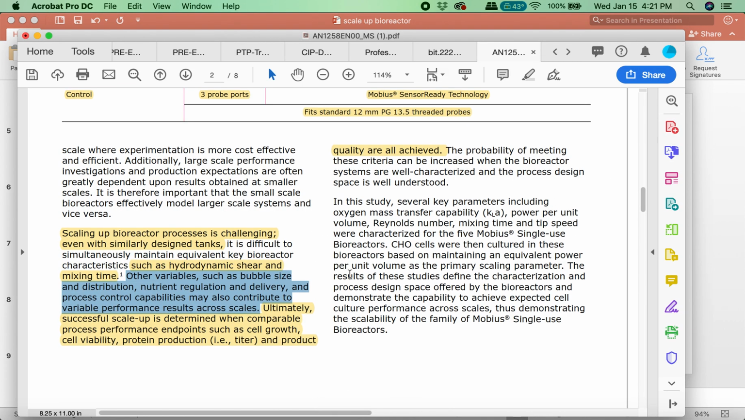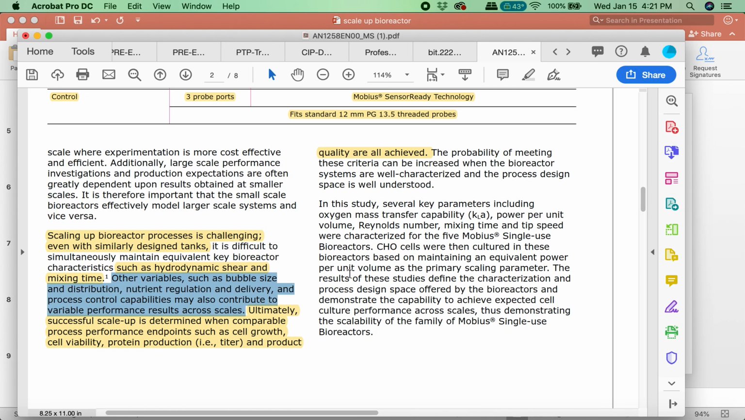You can see I'm getting tired. So, how to explain the challenges associated? You can tell hydrodynamics, shear, and mixing time. It is difficult to maintain characteristics such as shear and mixing time, and other variables such as bubble size and distribution, nutrient regulation and delivery, and process control capabilities may also contribute to variable performance across scale.